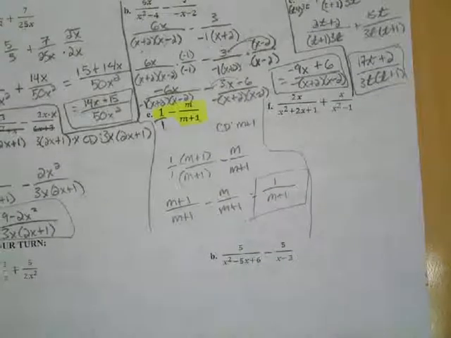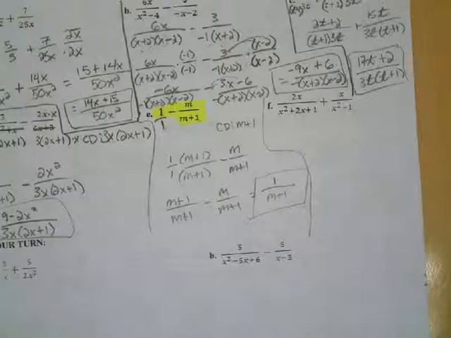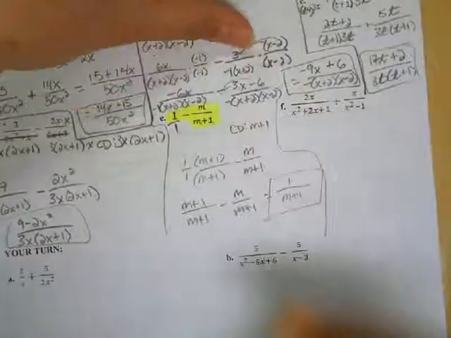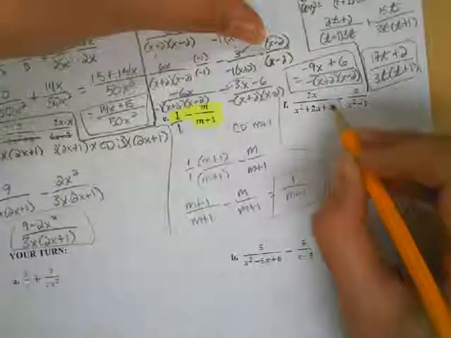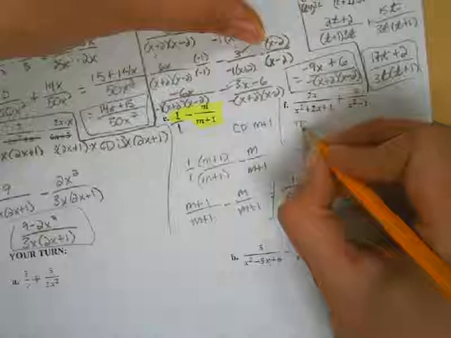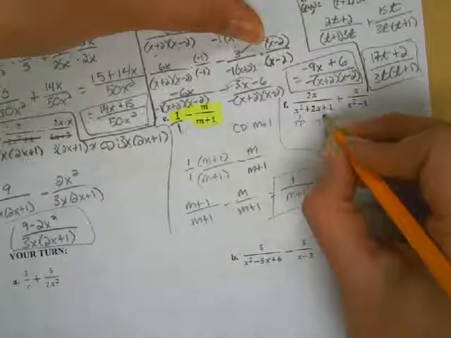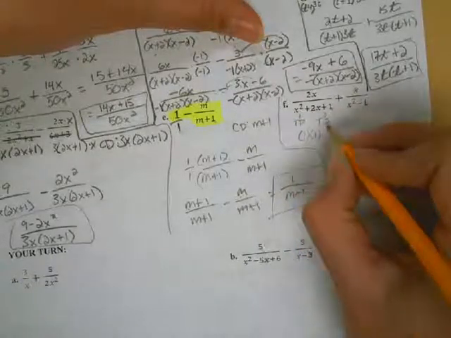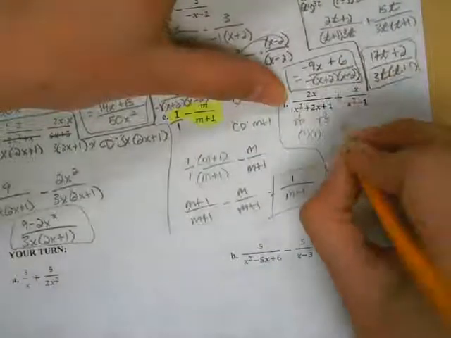F, and we are almost done with this. F, I've got 2x over x squared plus 2x plus 1, so we need to factor. Target product is 1, target sum is 2. Two numbers that multiply to 1 but add to 2 are 1 and 1. And it is a coefficient of 1 in front of x squared, so I am allowed to do the shortcut. I'm going to rewrite my problem right here.